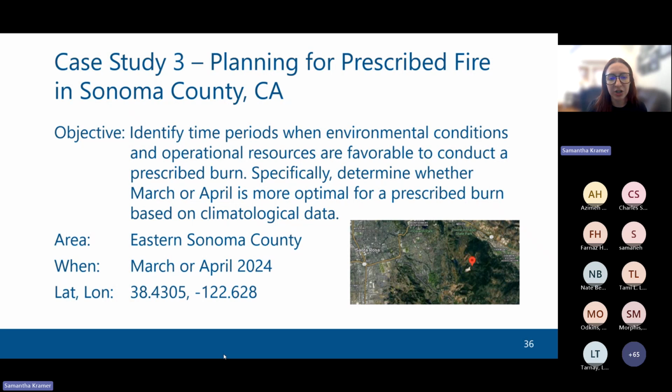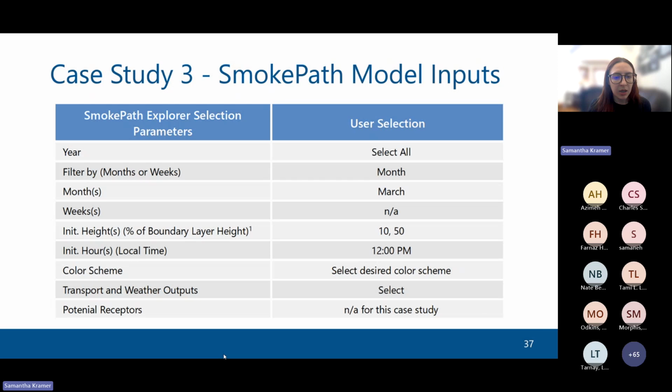And so for this location here, we chose a location to the east of Santa Rosa in this forested region. And we want to decide, okay, if we reserve these resources, are we more likely to have good burn days in March or in April? So in this case, we selected the location and we filtered first by the month of March, and then we did a totally separate run with the month of April.